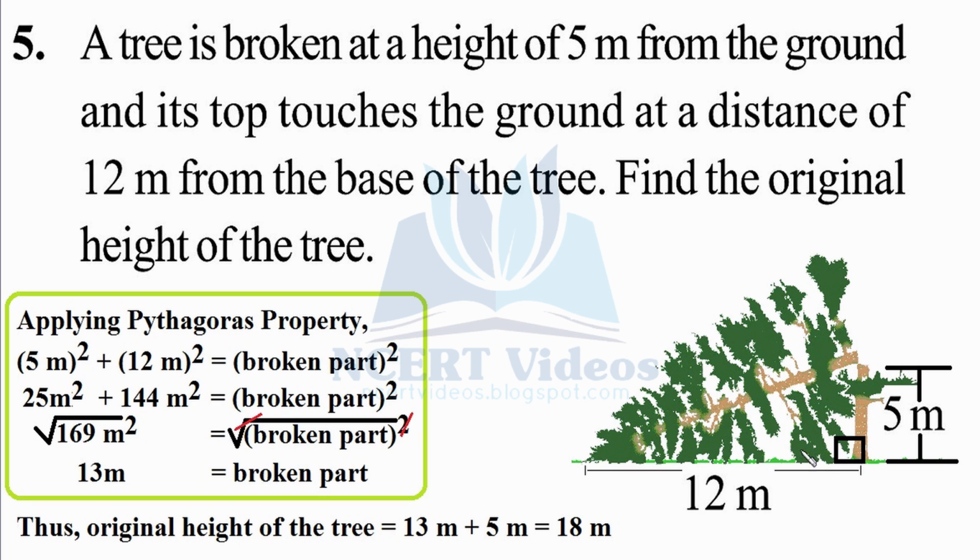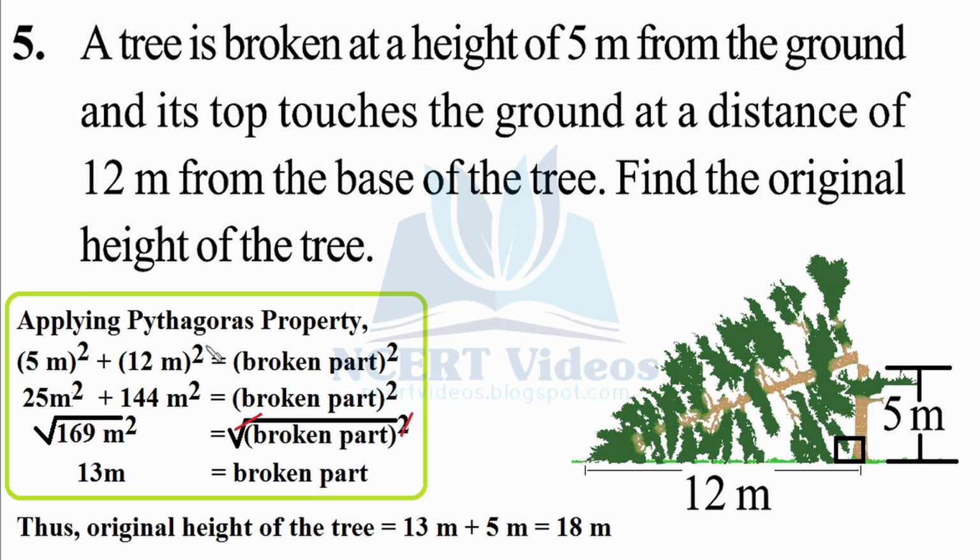Well, when you figure it out, it forms a right angle triangle. This is the right angle. This is your hypotenuse, the longest side, because the longest side is always opposite to the right angle. So this is 5 meters and this is given to you. You have to find this. You can consider it x, y, any variable, or you can also term it as the broken part. So broken part square will be equal to the sum of these individual squares. That is 5 meters square plus 12 meters square.